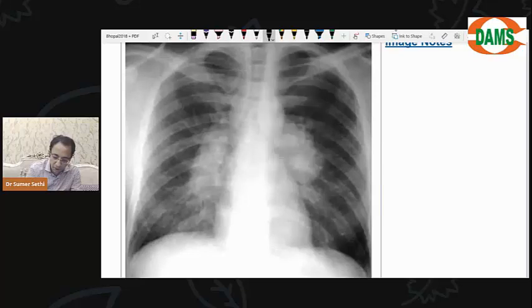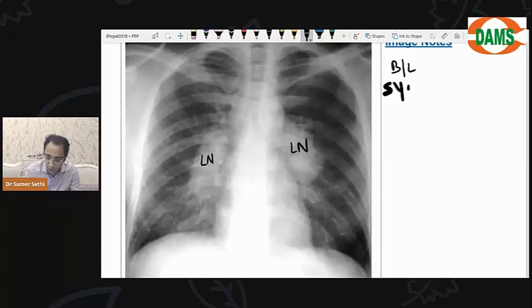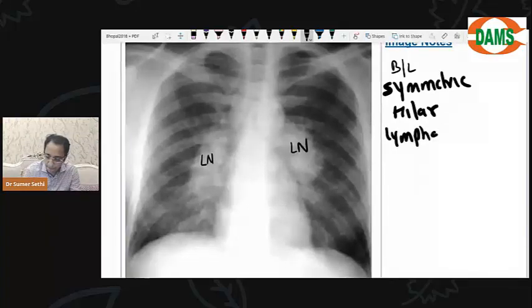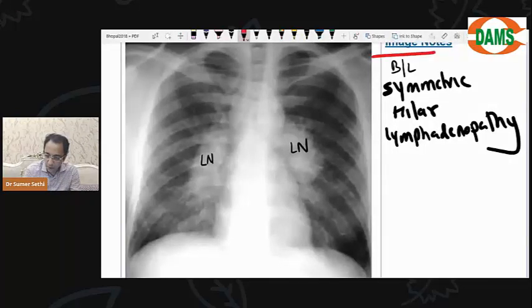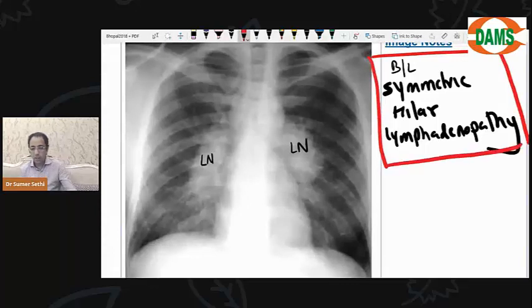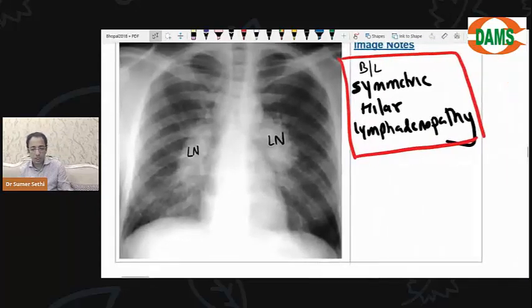Let's see how many of you can answer. Lymph node, bilateral, symmetric, hilar lymphadenopathy. Bilaterally symmetric hilar lymphadenopathy. What do you think is the answer?